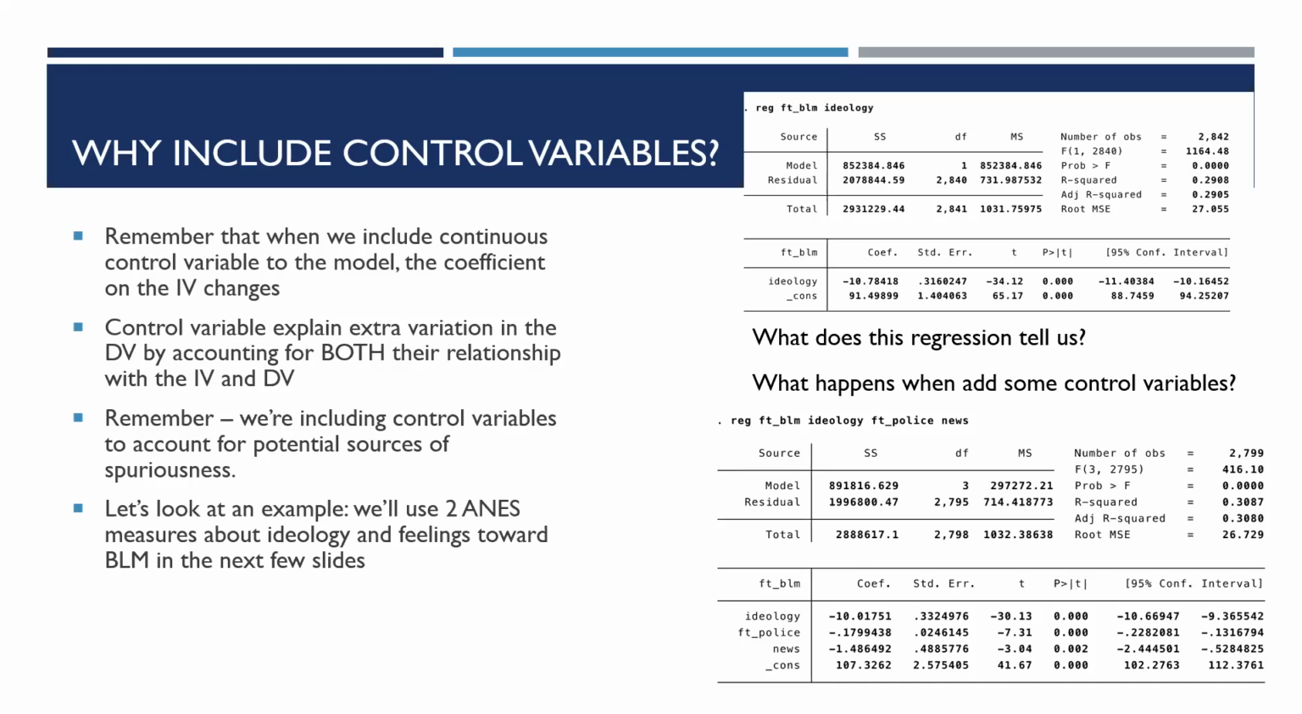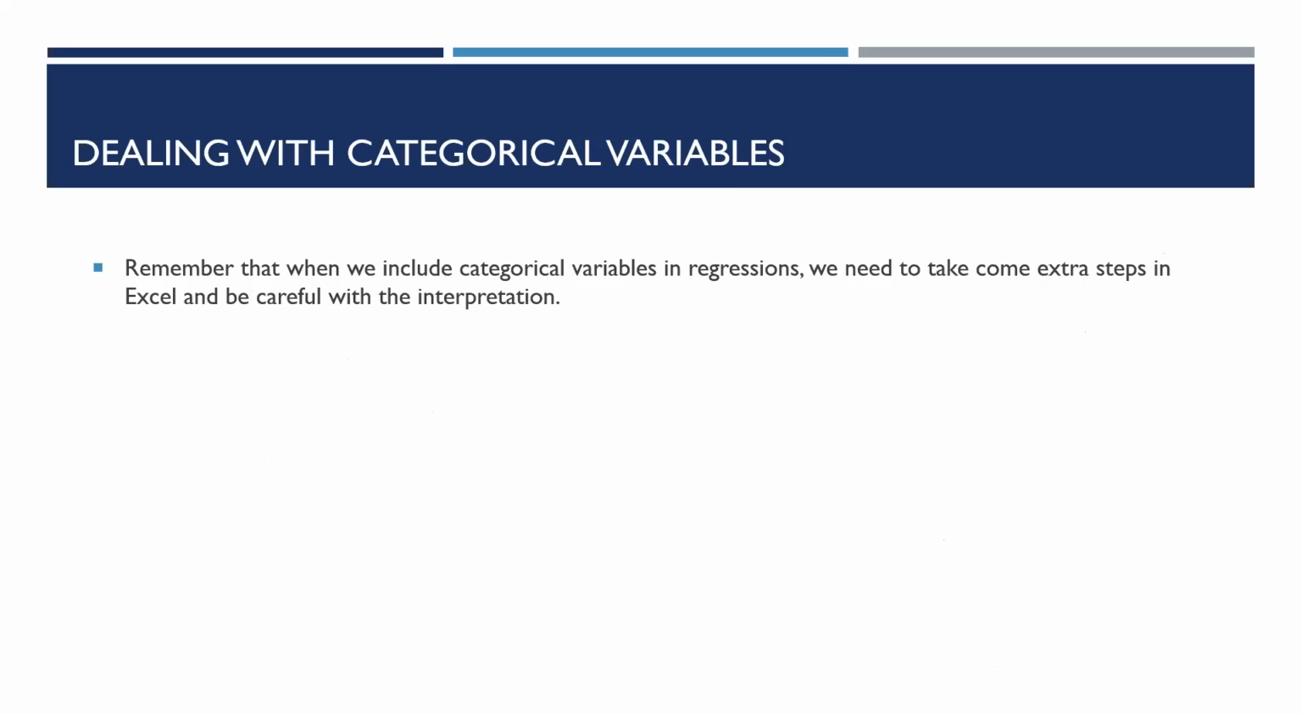We're ruling out the possibility that any of these extra variables are sources of spuriousness. And then you'll see the relationship is still negative, but that average effect, since we've got other things explaining the dependent variable, decreases in magnitude just a little bit, right? It goes from negative 10.78 to negative 10.01. So we would say that negative 10.01 is a more precise estimate of an average effect. Okay, so those are continuous variables.